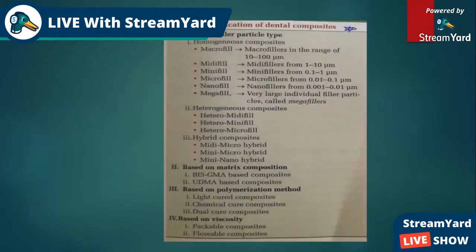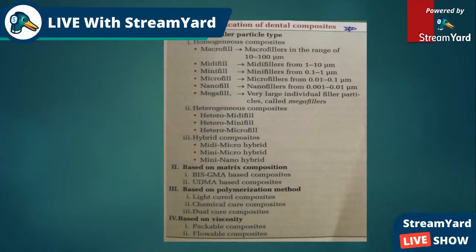Okay. Now we have talked about the composition of the composite, which are the matrix, the inorganic fillers, the photo initiator, and the silane coupling agent. Now we are here at the classification. It is classified on the basis of the filler type, on the basis of matrix composition, and on the basis of polymerization method. Either it's a light cure composite, or it's a chemical cured composite, or it could be both. And then the last one is based on viscosity. Is it a flowable or a packable composite?